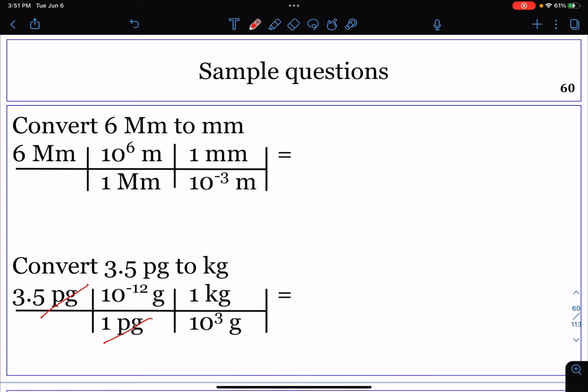Then we have our second unit conversion. 10 to the 3 is the multiplier for kilo, and that goes with the base unit. So 10 to the 3 grams is equal to 1 kilogram. We write the grams on bottom so that the grams cancel. Now we multiply across the top and divide across the bottom, and we get 3.5 times 10 to the negative 15.